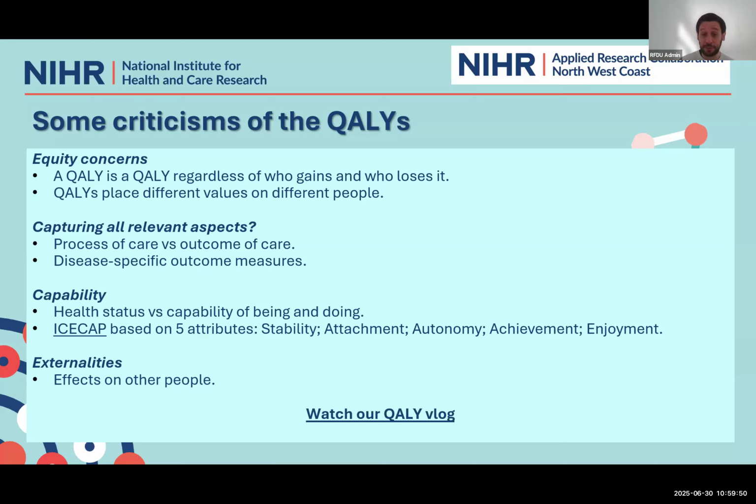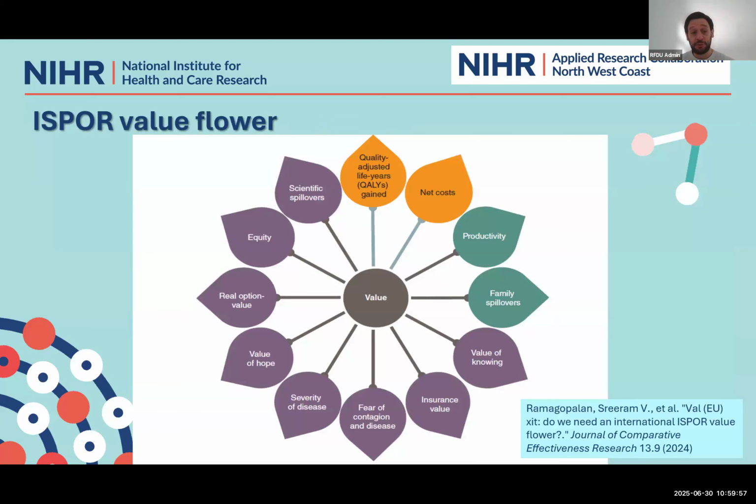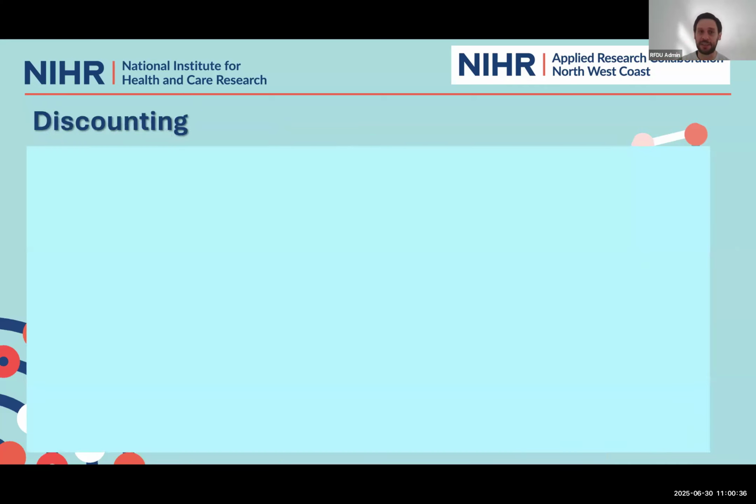And if you're interested about the QALY a bit more, there is a link here to our QALY vlog, which is available on YouTube. And just to conclude this bit, this is a value flower, which is available from the ISPOR, which is the International Society of Pharmacoeconomics and Outcomes Research. A bit of a mouthful that, but it's just to explain here that QALYs and cost represent just two of the multiple elements of values which decision makers should take into account when deciding upon implementing a new intervention. Okay, so we talk a lot about QALYs here, but it's one element of the different petals we need to take into account. I'm conscious of time, so I'm going to talk very quickly about discounting.